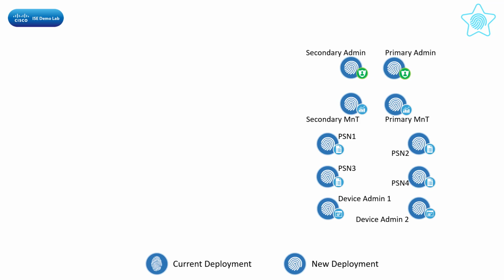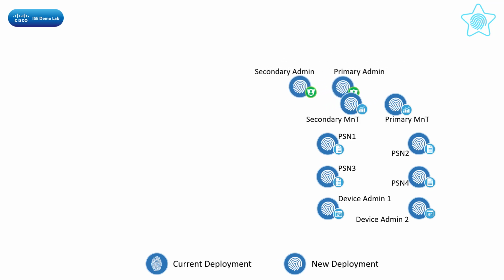Now is the time that if you want, you can swap the secondary and primary admin nodes so that the same hostname and IP address that was the primary admin for the old deployment is also the primary for the new deployment. This will cause service interruption, so please ensure that this is done in a maintenance window.